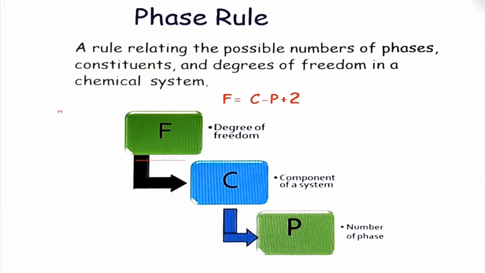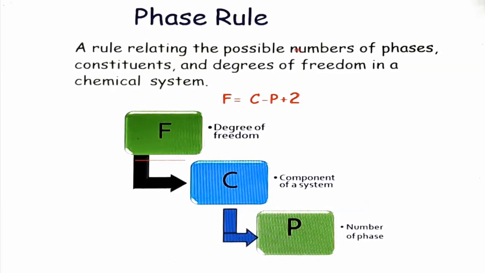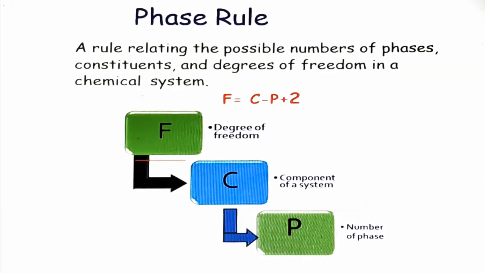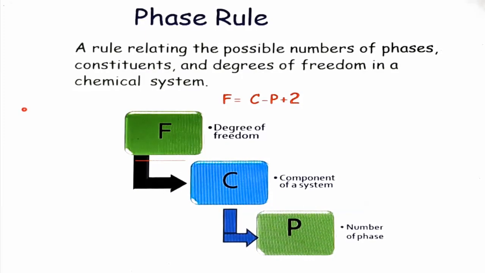So phase rule: a rule relating the possible number of phases, constituents and degrees of freedom in a chemical system. If we have one closed physical system, we can take the example of the water system. In the water system three phases can exist: the liquid phase water, the solid phase ice, and the gaseous phase water vapor.